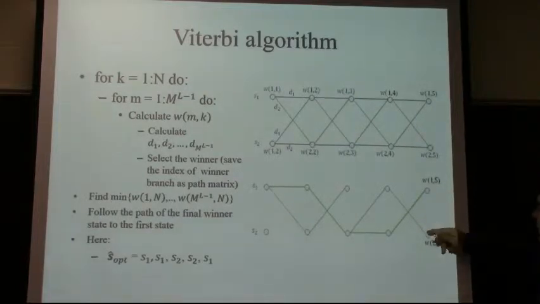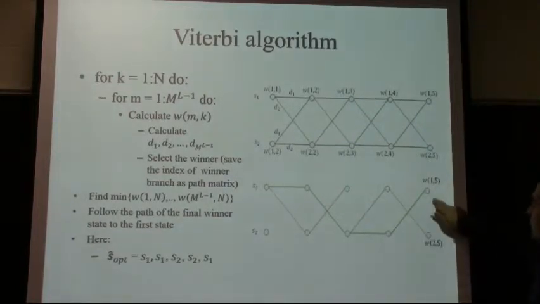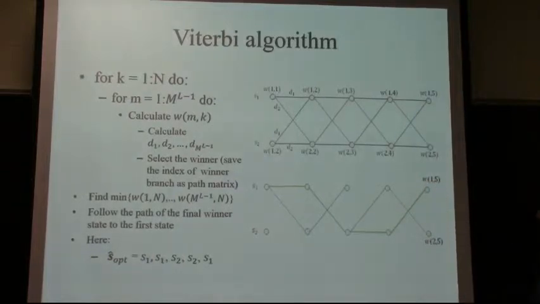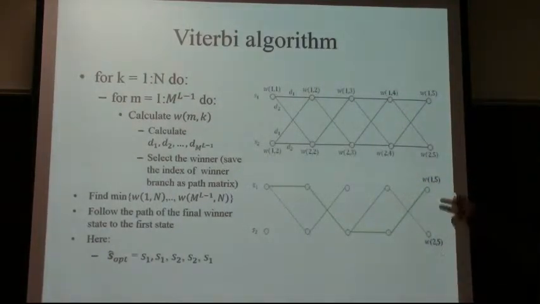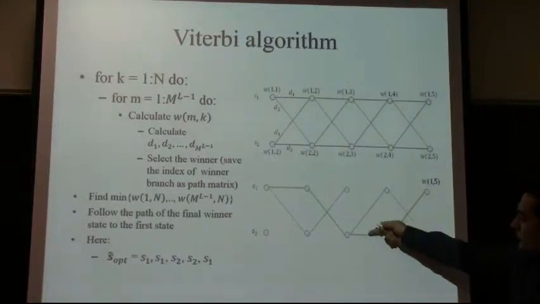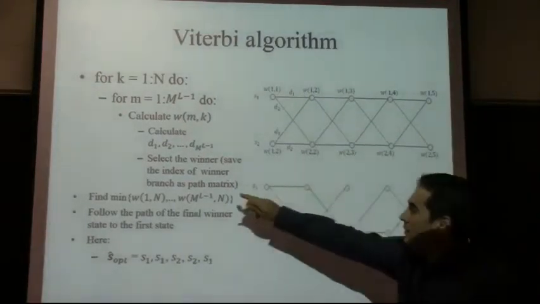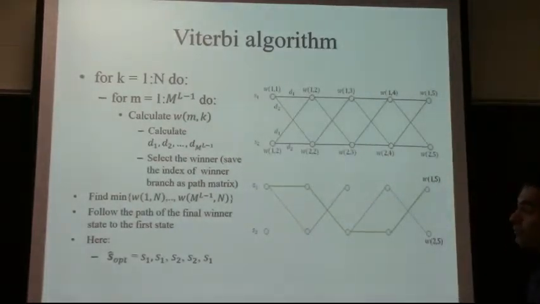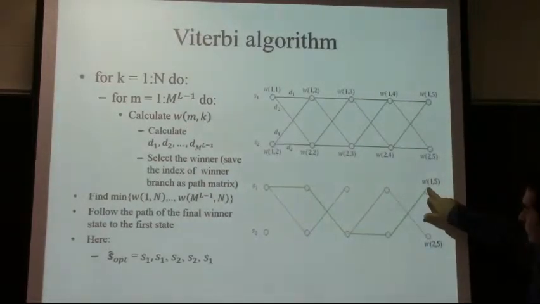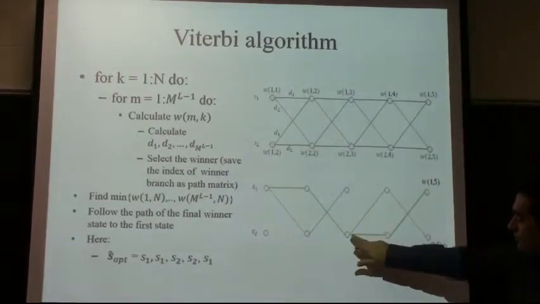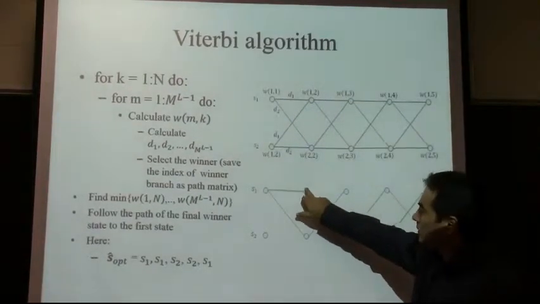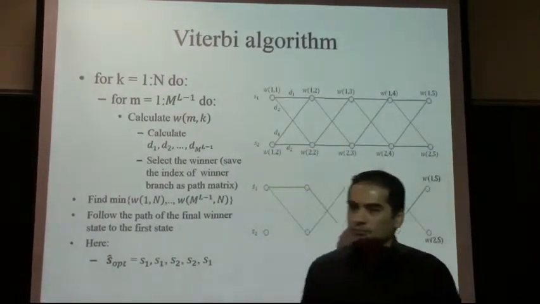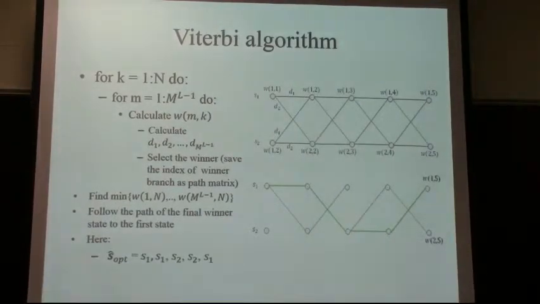When we choose the minimum one, suppose that W15 is the minimum case here, then you need to go backward using the index matrix. And your optimum sequence here will be S1, S2, S2, S1, S1.